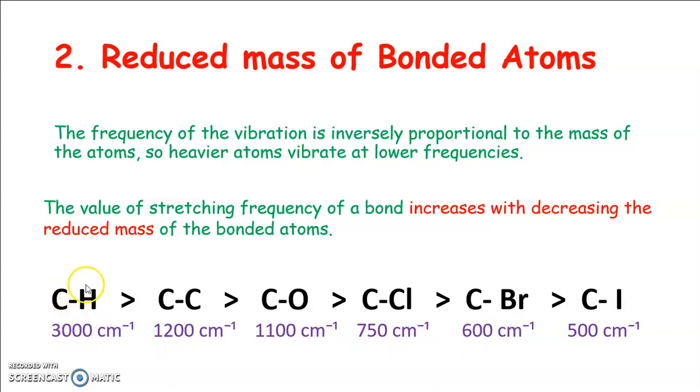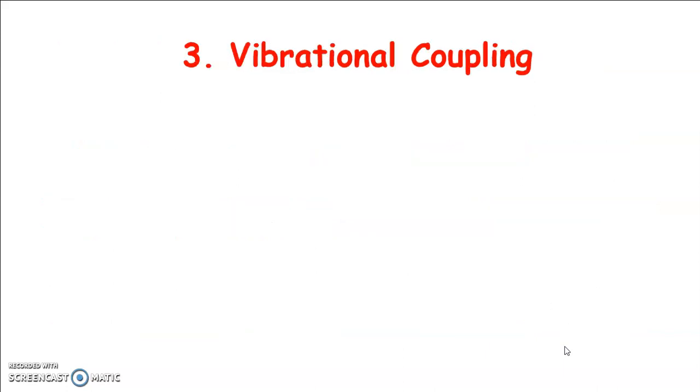Here the carbon-hydrogen bond, having the least mass, has its IR band at 3000 cm inverse, and for the carbon-iodine C-I bond, where I has greater mass, it will vibrate only at 500 cm inverse. The next factor is a very important one, which is vibrational coupling.